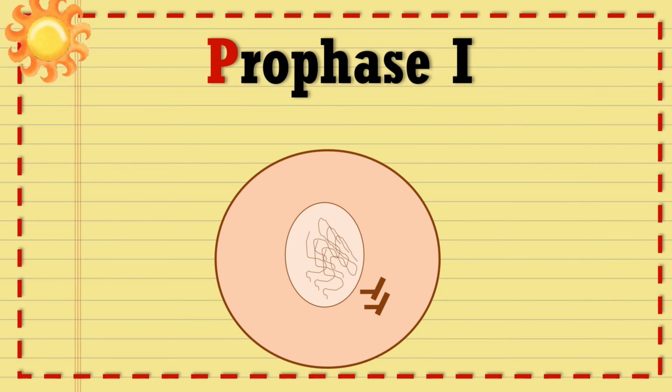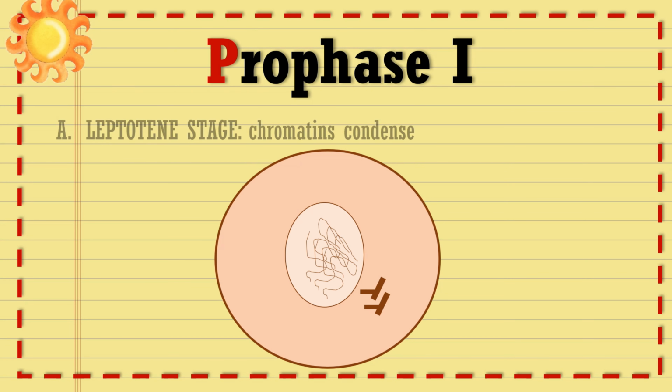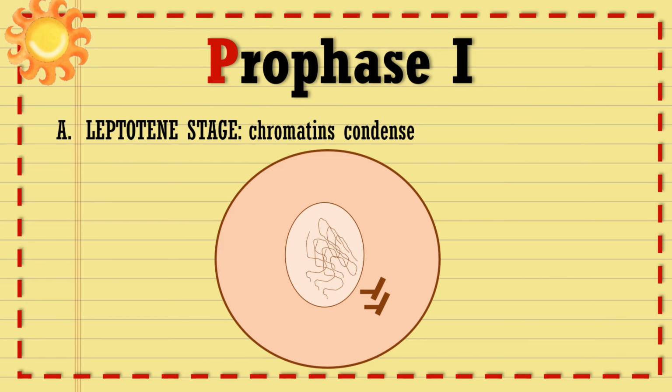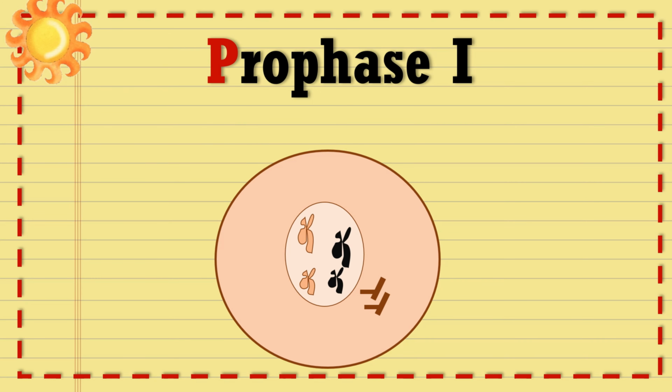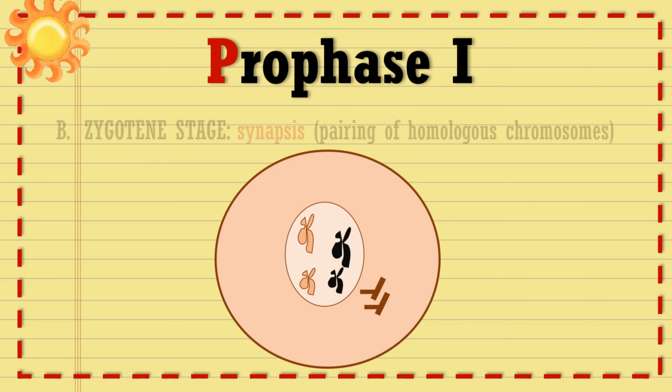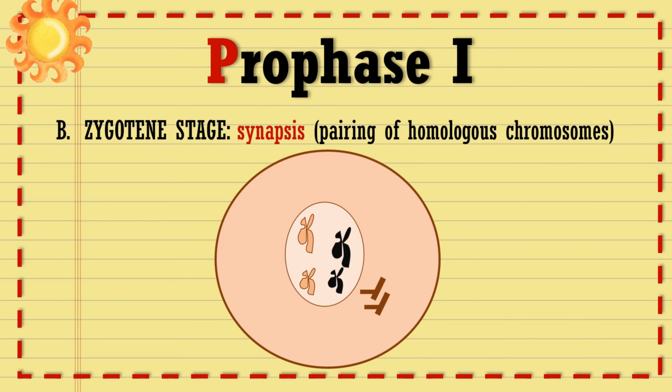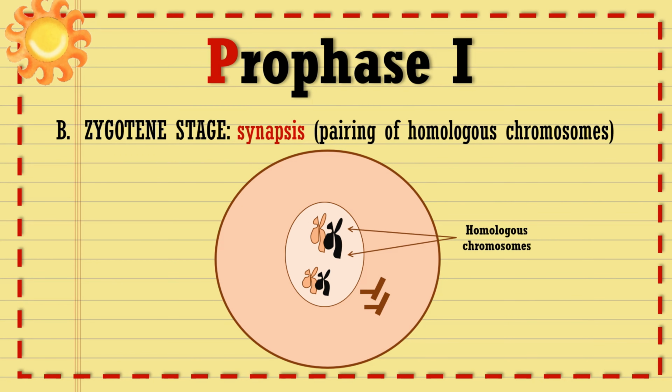Prophase I has 5 stages, and the first one is the leptotene stage, where the chromatins condense and chromosomes appear. Here, there are 46 chromosomes, but you will see only 4 to represent them. In the zygotene stage, synapsis, or the pairing of homologous chromosomes, starts through the presence of the synaptonemal protein that connects the two.